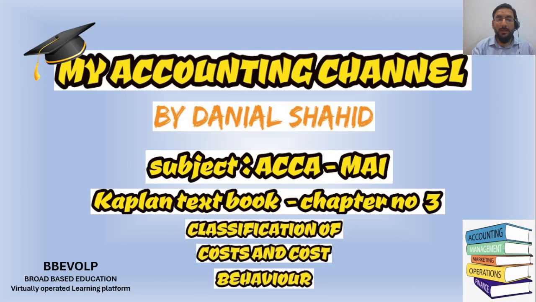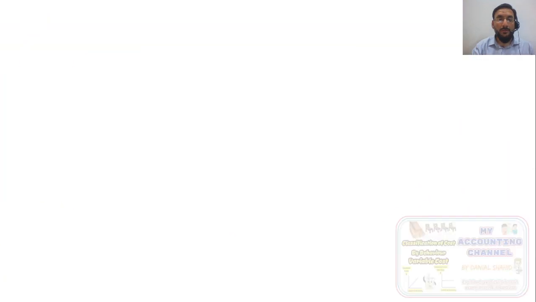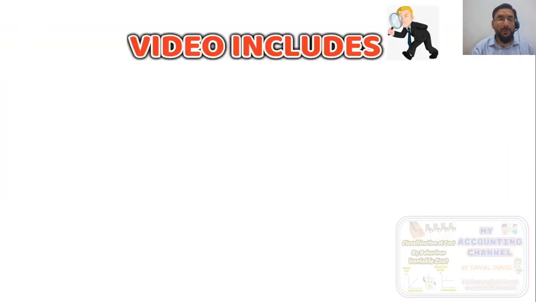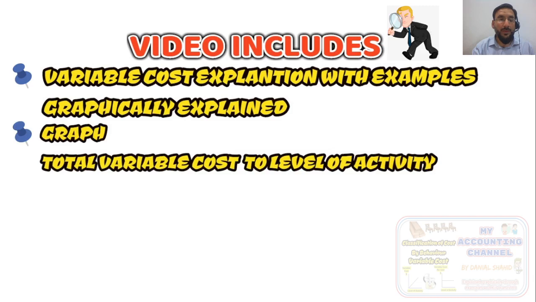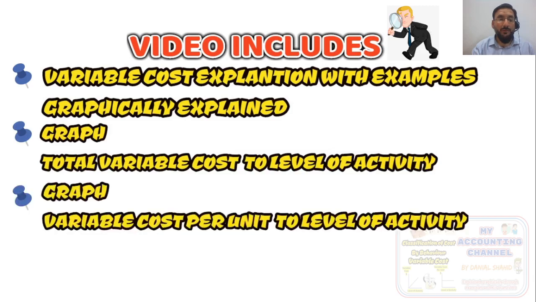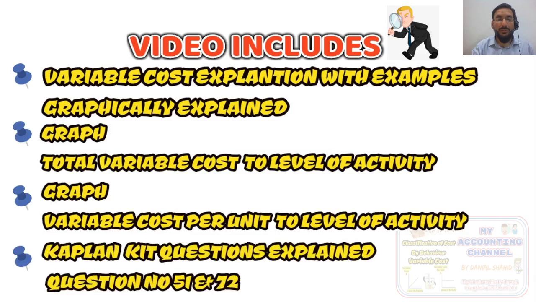My name is Danial Shahid, subject MA1 of ACCA, Kaplan textbook, chapter number 3, classification of cost and cost behavior. Dear students, the video includes variable cost explanation with examples graphically explained, graph of total variable cost to level of activity, graph of variable cost per unit to level of activity, and Kaplan kit questions explained, question number 51 and 72.